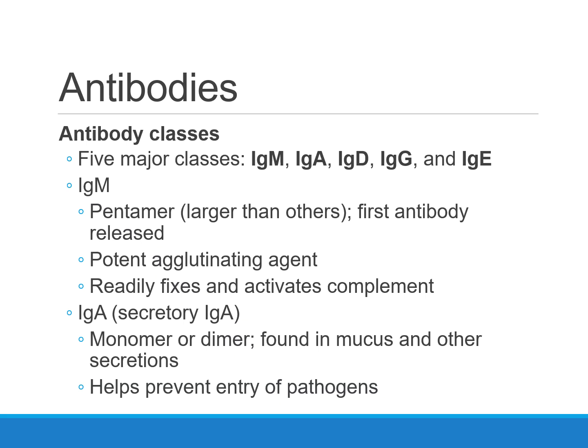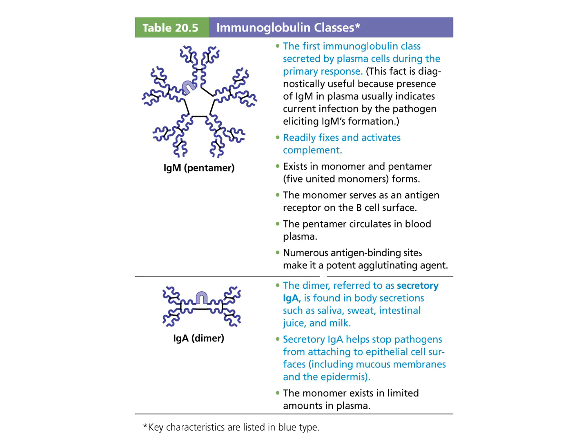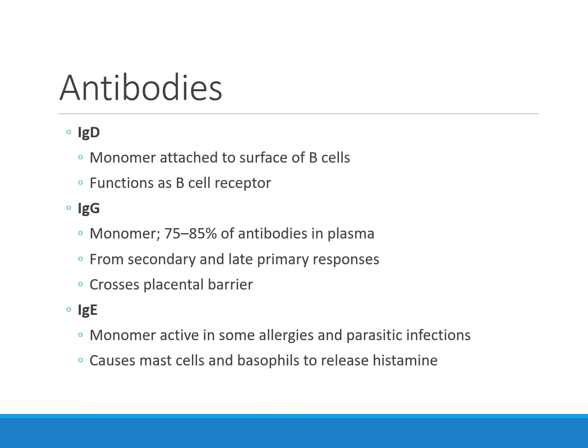IgA, also called secretory IgA, is a monomer or a dimer. It's found in mucus and other body secretions like tears, saliva, those kinds of things, and it helps to prevent the entry of pathogens. So we find IgA in all of the openings of our body. And so there's the picture of them so that you can get an idea. Then over on the right hand side, all the verbiage I was just talking about. You want to make sure you know all of the important little things about them, like the fact that IgM is the first immunological class that's secreted by the plasma cells, and that it fixes and activates complement.